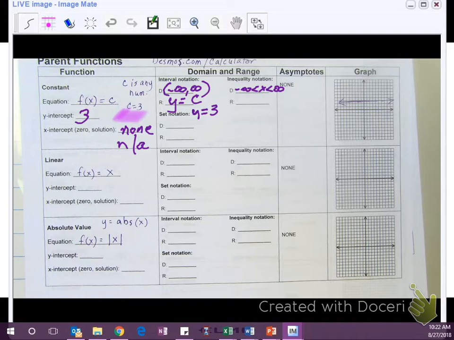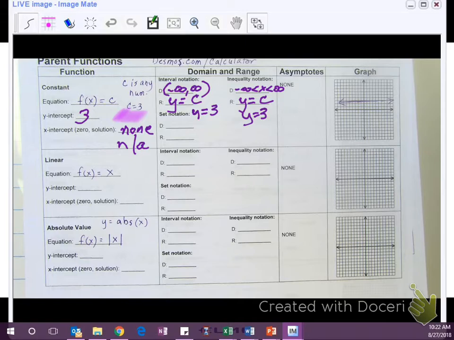But for the range, there's no inequality. It's still just y equals 3, or C, whatever C you chose. For my graph, it's y equals 3. If you drew yours at -4, it's y equals -4. Wherever you drew your graph.